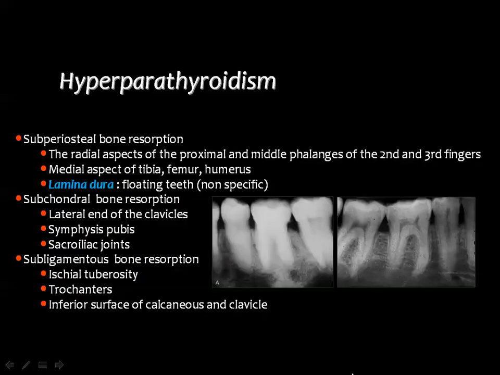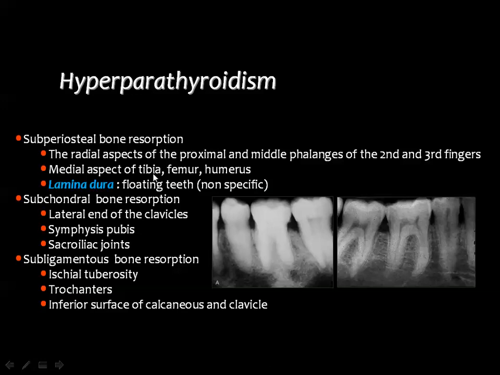Hyperparathyroidism will result in resorption of calcium from the bone to be transferred to the blood. The resorption will start in these particular areas: the subperiosteal bone, the subchondral bone, and the subligamentous bone. In the subperiosteal bone, this is quite evident in the hand, in the proximal and middle phalanges of the second and third fingers, especially the radial aspect of the phalanges.